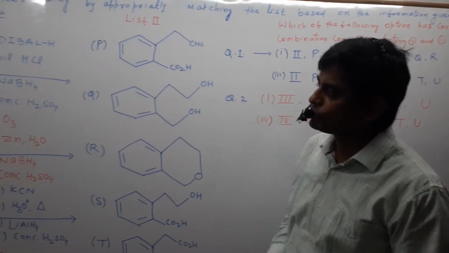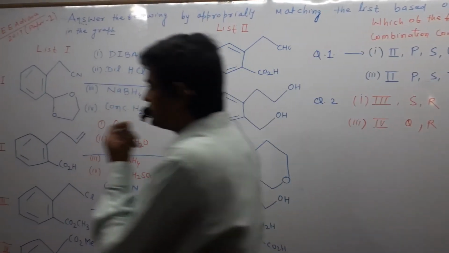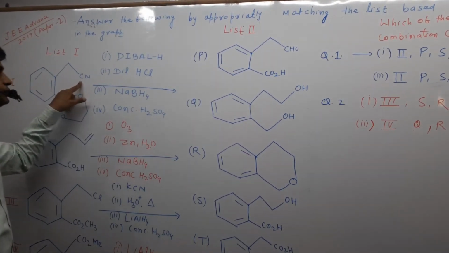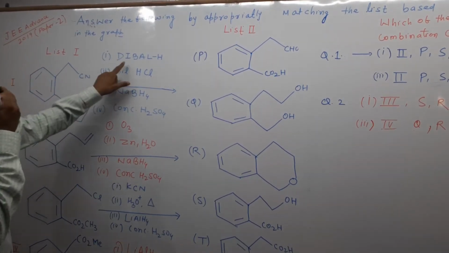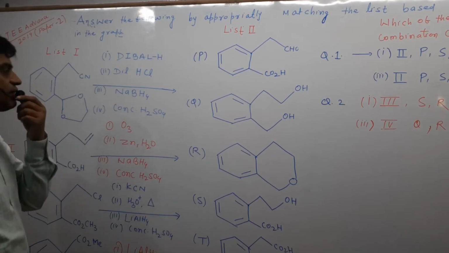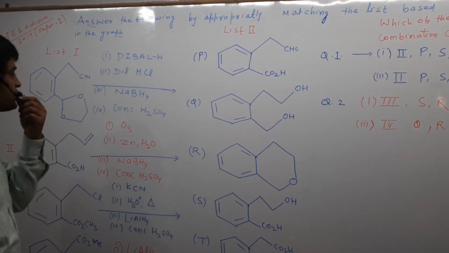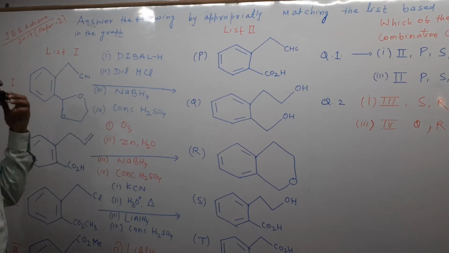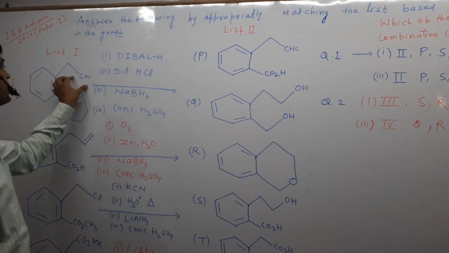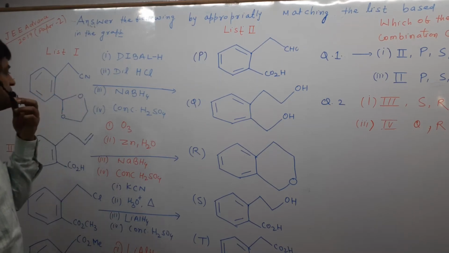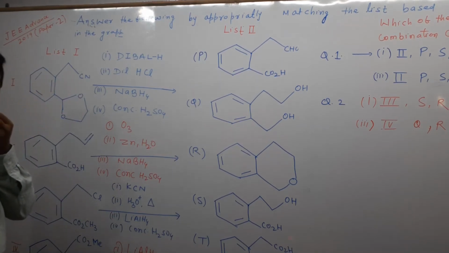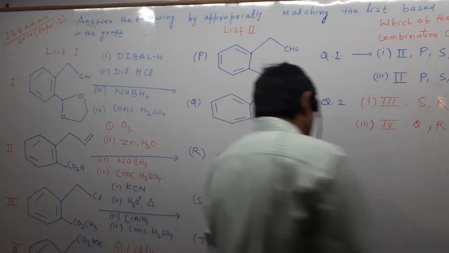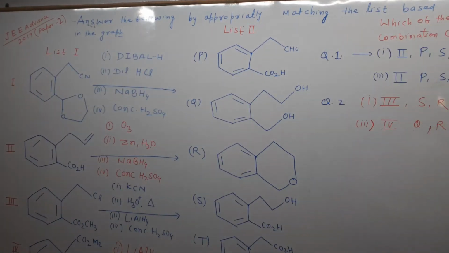So in the first question, we see that a nitrile group is present in this compound, and the first reaction is with DIBAL-H. DIBAL-H is a reagent which reduces, or we can say that CN, that means the nitrile group, converts into an aldehyde group. So DIBAL-H converts nitrile into an aldehyde group.